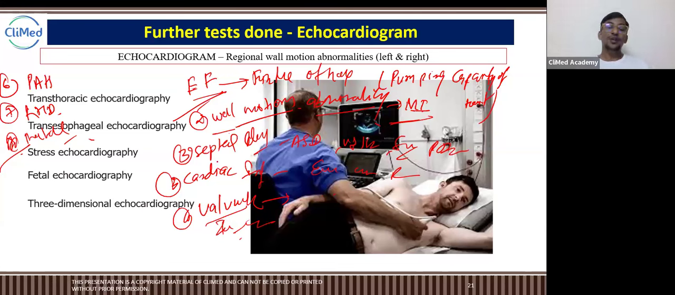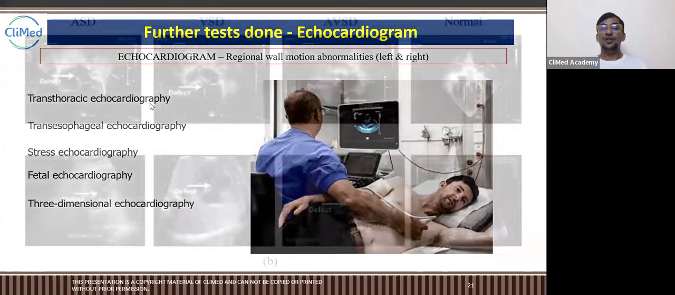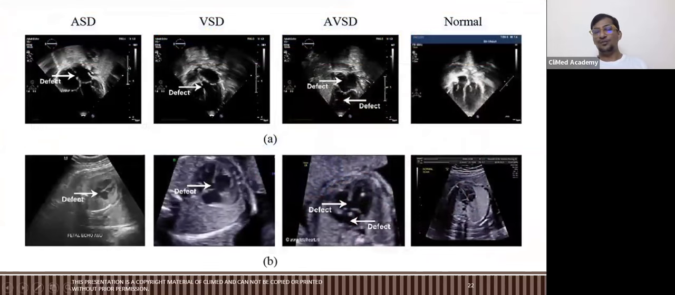Okay, so the echo is a very useful test. It tells us more and almost complete about the heart, right? But what we are talking about, so now let me show you some more things.